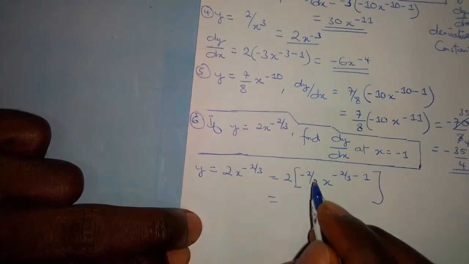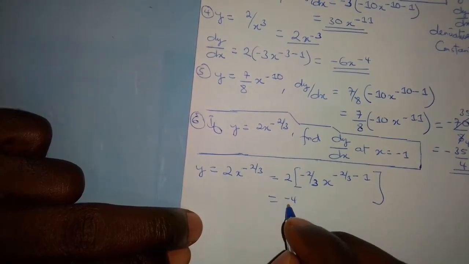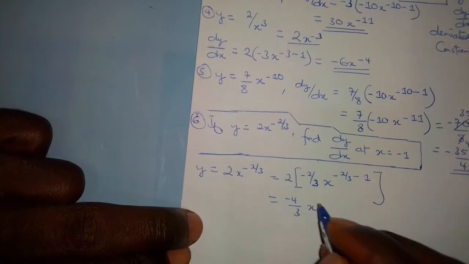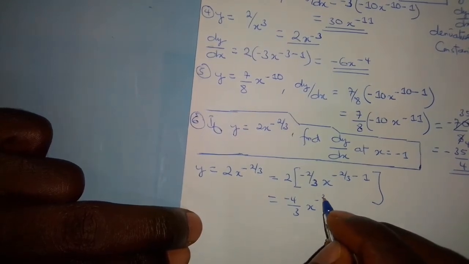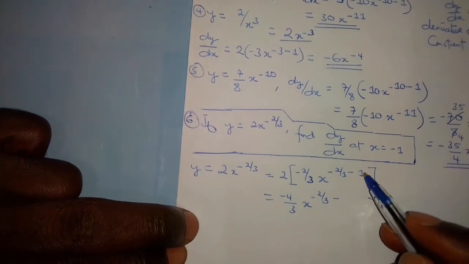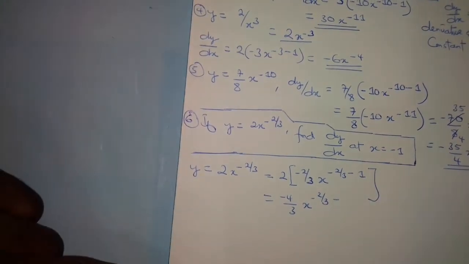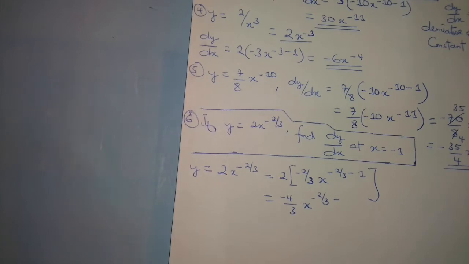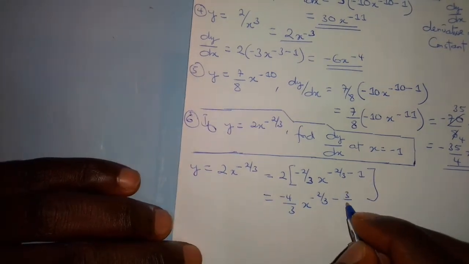So this is 2 multiplied by minus 2, which is minus 4 over 3. And then we have x raised to the power of minus 2 over 3 minus... I'd make this one become a fraction such that the denominator of that fraction should be 3. So that obviously should be 3 over 3.